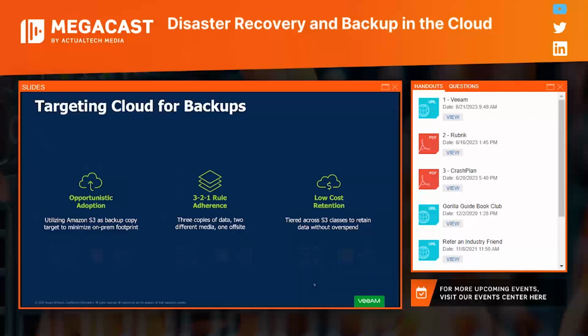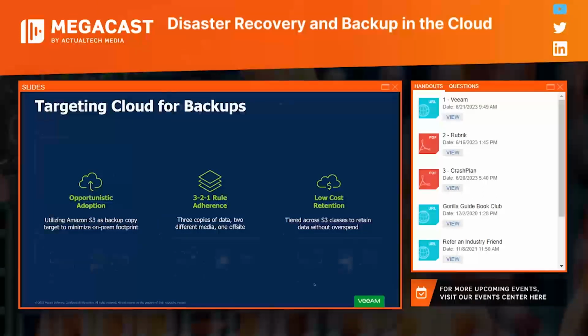But it's also from a low cost retention perspective. This is a healthcare company. They are mandated to keep records for a very long period of time. And being able to do that across these multiple different tiers of S3 that can go down to fractions of a cent per gigabyte per month really helps eliminate that overspend, meet those long-term retention requirements, and not blow up the bill.